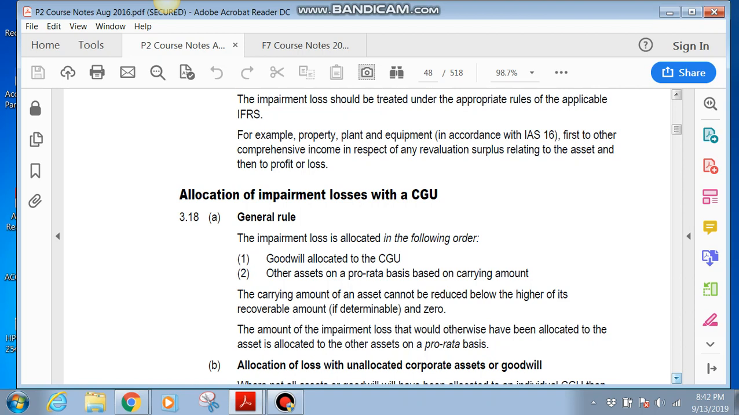Then secondly, you allocate the impairment loss to the other assets on a pro rata basis based on their carrying amount.